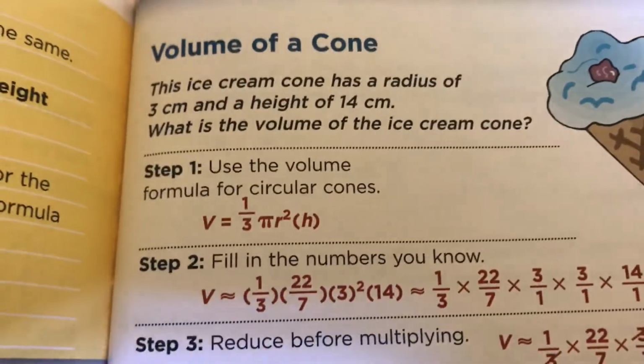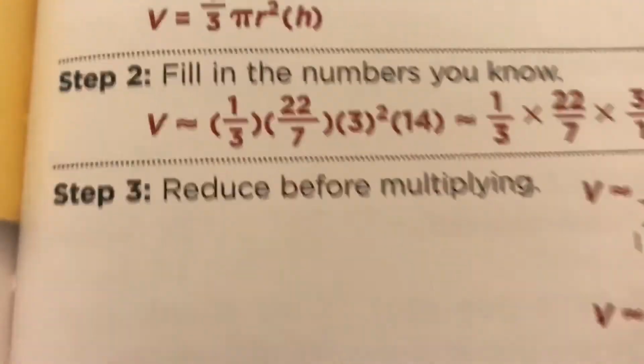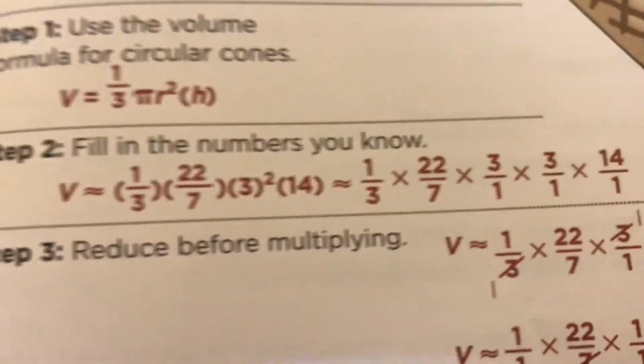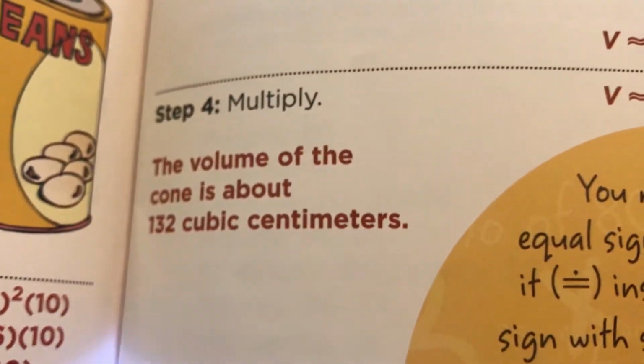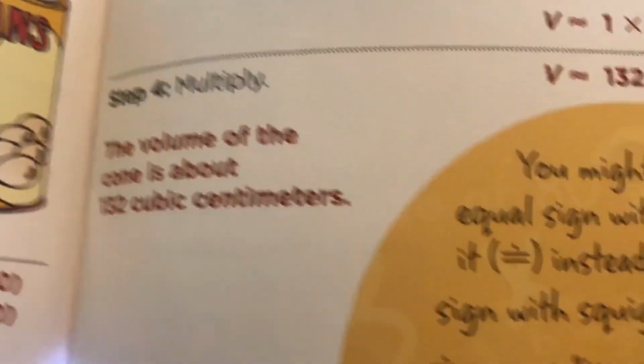Here we go. There's our cone, so use the volume formula for circular cones. There's the formula. Okay, fill in the numbers you know. Okay, reduce. And then multiply. And that's what we get. So, the volume of the cone is about 132 cubic centimeters.